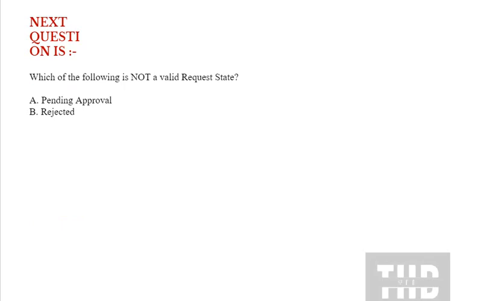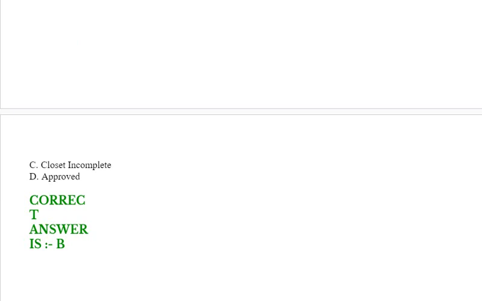Next question is, which of the following is not a valid request state? Option A, pending approval. Option B, rejected. Option C, closed incomplete. Option D, approved. Correct answer is option B.